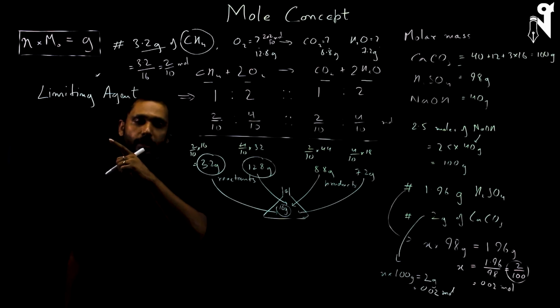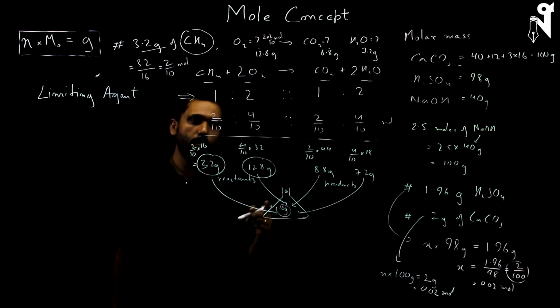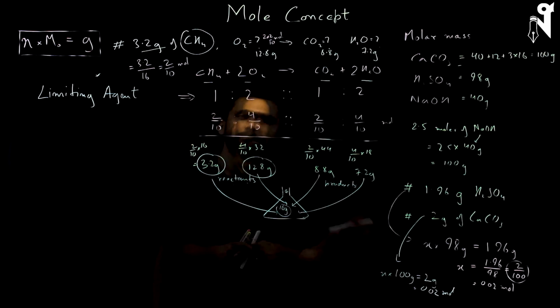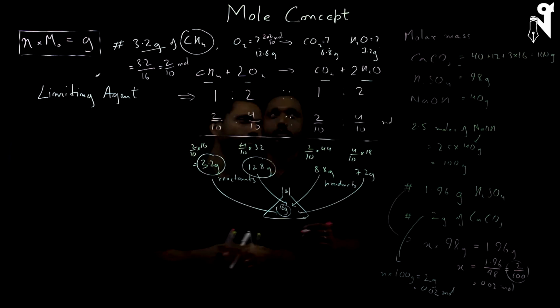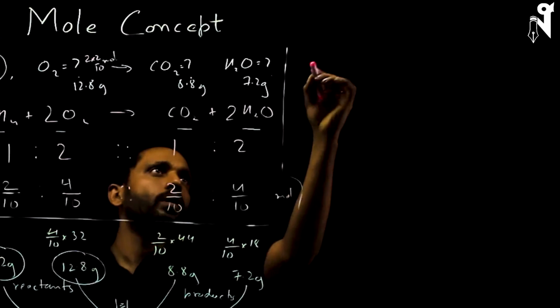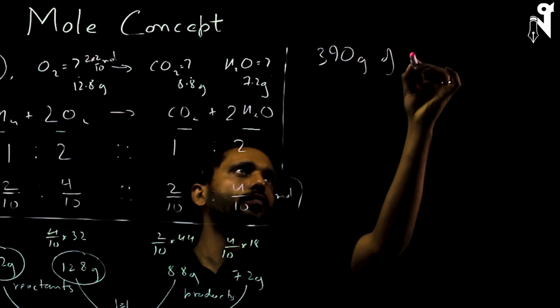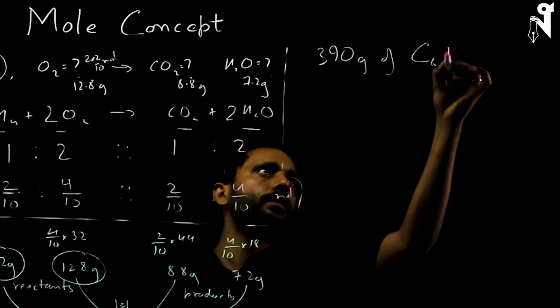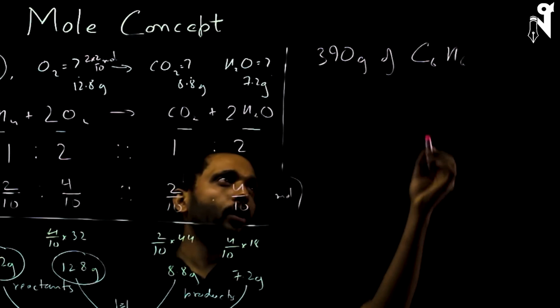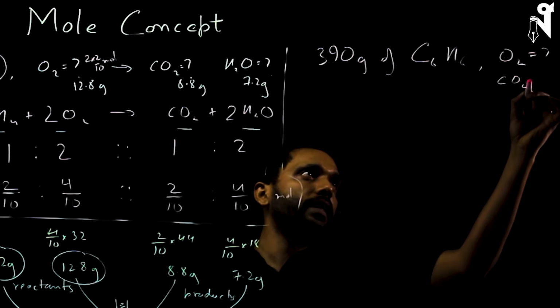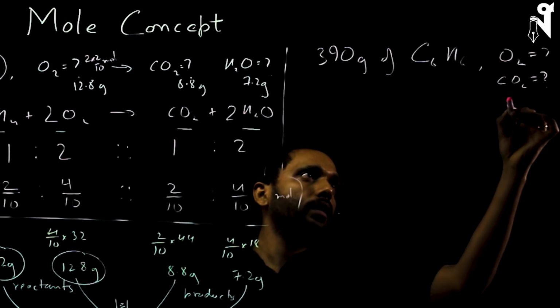Okay, before I do limiting agents, let me quickly ask you a question based on this concept, and let's see whether you get it right or not. Okay, write the question. So the question is: 390 grams of benzene, which is C6H6, will react with how much oxygen and produce how much carbon dioxide and how much water.